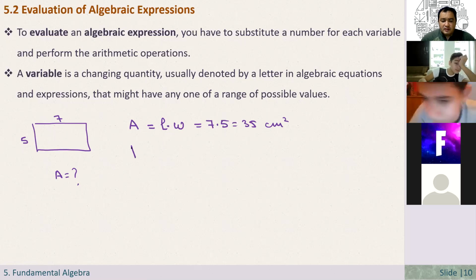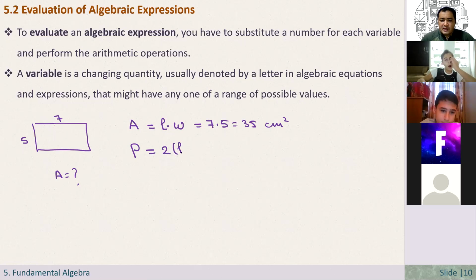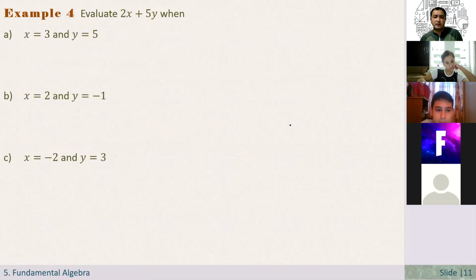How about if we need to calculate the perimeter? We know that perimeter equals 2 times (L plus W). That's equal to, now I have to substitute the values of the variables, right? What is L? It is 7. And W is equal to 5. So 7 plus 5 is 12. That's equal to 24. That is what we are going to learn here.